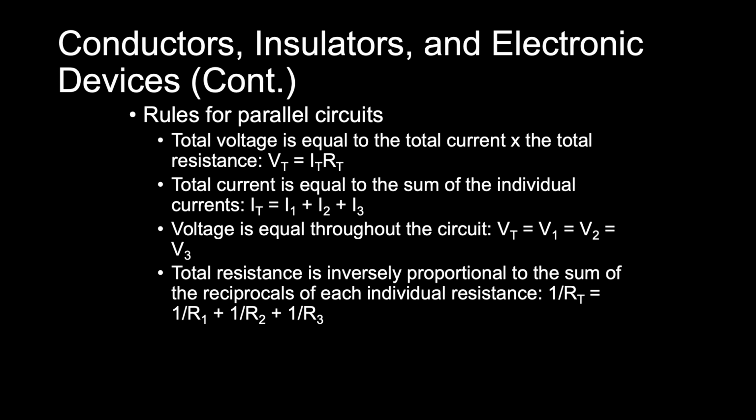And then voltage is equal throughout the circuit. So your voltage total will be the same as each individual voltage. The total resistance is inversely proportional to the sum of the reciprocals of each individual resistance. So to find your total resistance, you will take 1 divided by each resistance and then add them together.